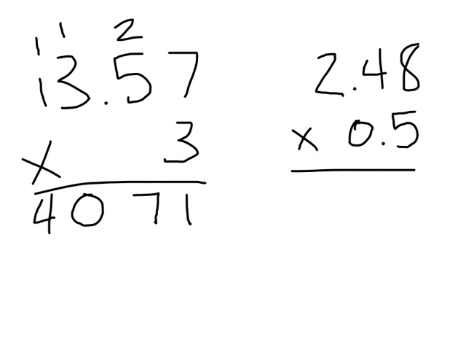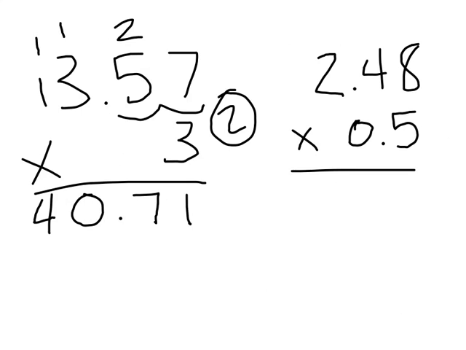How many digits should I place behind the decimal in this one? Well, tenths, hundredths. There are 2 digits behind the decimal. So, the answer is 40 and 71 hundredths. Now you try another one. What's 2 and 48 hundredths times 5 tenths?